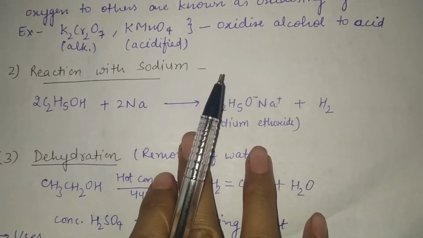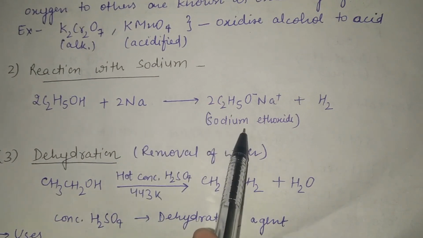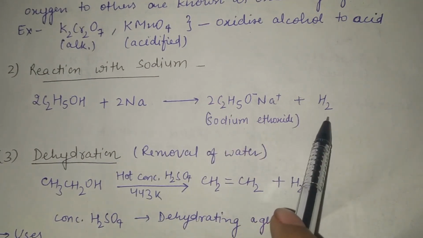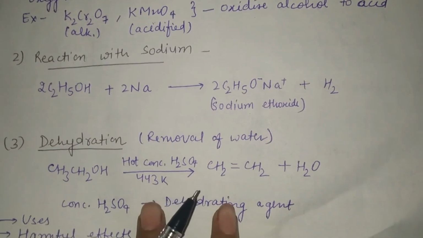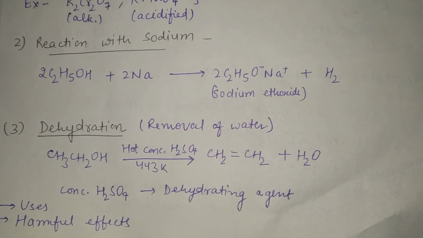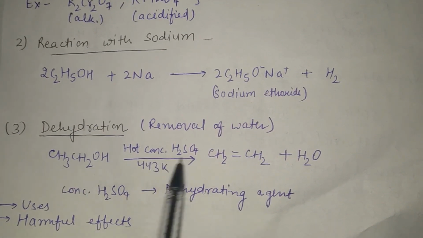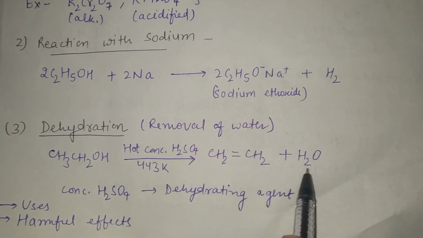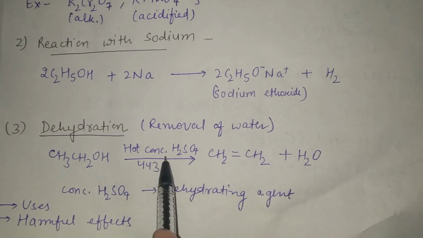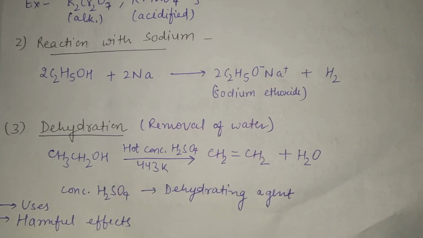Now the second reaction is the reaction with sodium. When ethanol reacts with sodium, it leads to the formation of sodium ethoxide with the evolution of hydrogen gas. The third reaction is dehydration, which is the removal of water. In dehydration, ethanol is heated in the presence of conc. H2SO4 at 443 Kelvin, and it leads to the formation of ethene with the removal of a water molecule. Here conc. H2SO4 is acting as a dehydrating agent, meaning it removes water from ethanol to form ethene.